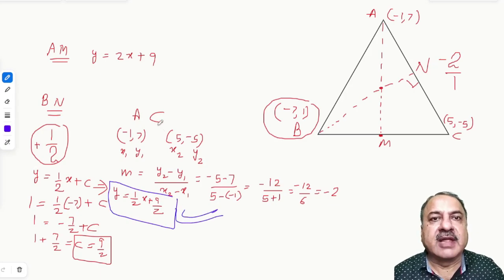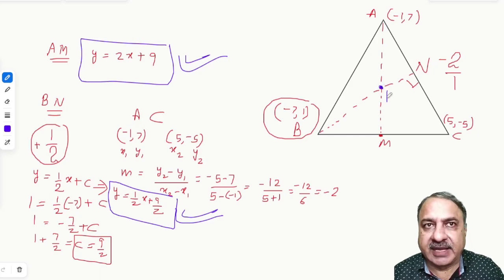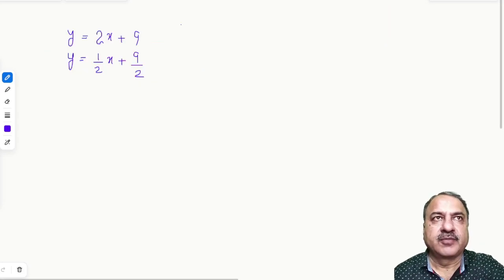And earlier we had the equation of AM, y equal to 2x plus 9. Now we will solve both the equations and we will get the point of intersection. These two altitudes are intersecting at this point, P. We have to find the coordinates of P. So let's move on to the next page and we will solve the equations. y equal to 2x plus 9 and y equal to 1 by 2x plus 9 by 2. We have to solve this pair of linear equations.